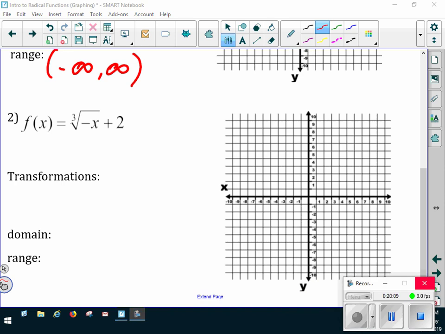You got a feeling. What you got a feeling about? I think we'll do this one because it's got a negative inside the cube root. What's the negative inside the cube root do? Reflect over the y-axis. What's the plus 2 do? So I got to reflect over the y-axis, and I got an up 2. I don't know if it helps you or not to plot the parent graph, but it helps me.